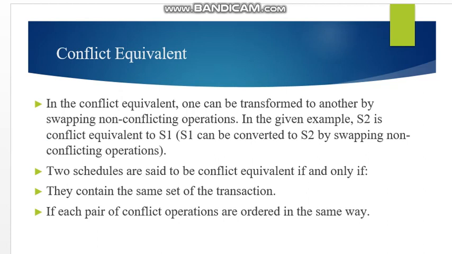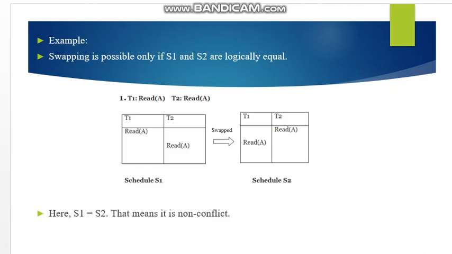This is one of the types in conflict serializability. What is conflict equivalent? In conflict equivalence, one schedule can be transformed into another by swapping the non-conflicting operations. As we know, whenever there are read and read operations, they will never create conflicting operations. So these operations are non-conflicting operations.